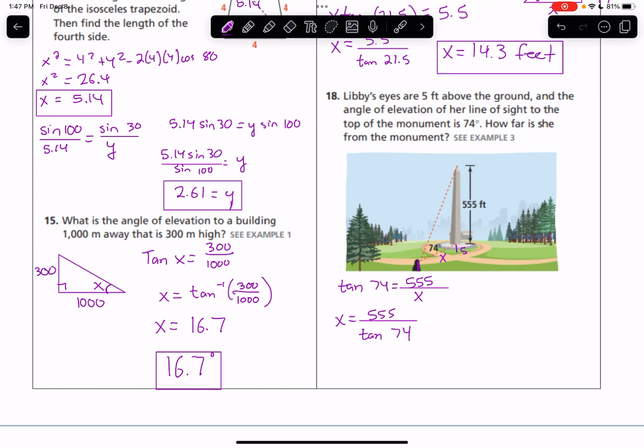And then if I put that into my calculator, oops, I shouldn't say 555, should I? No, I shouldn't. Hold on one second, I made a mistake.